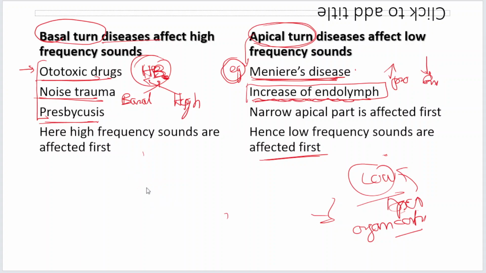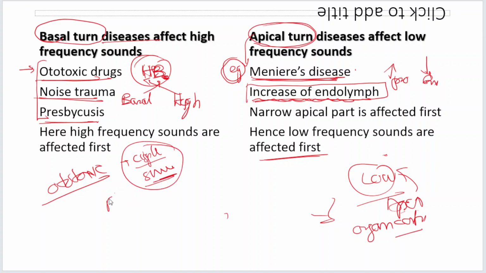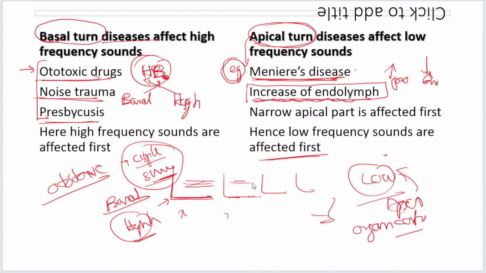Okay, right. So now coming, what are the diseases which affect the basal turn of the cochlea? One is ototoxic drugs. So when you are giving some drugs like cisplatin or streptomycin, those things will affect the cochlea, mostly the basal turn, where the high frequency sounds are affected first. So when you start giving these ototoxic drugs, you take a basal audiogram, before you start the treatment, and while you are doing the treatment, you keep checking whether the audiogram is being maintained or not.